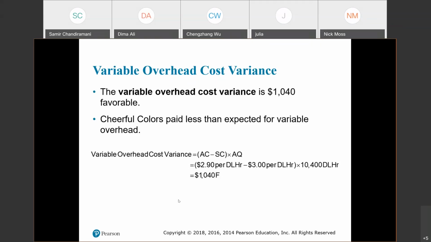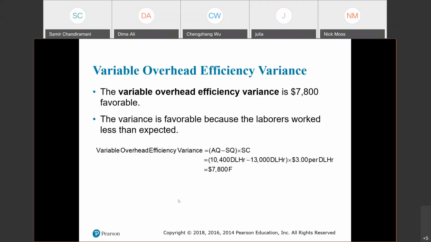Next, we do the analysis of the efficiency variance. Similarly, we use this formula: actual quantity minus standard quantity times standard cost. Then we get a favorable $7,800.